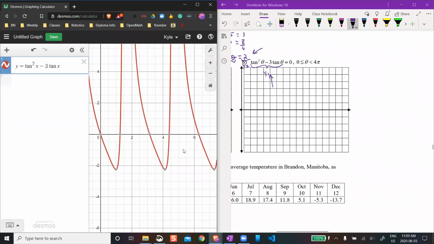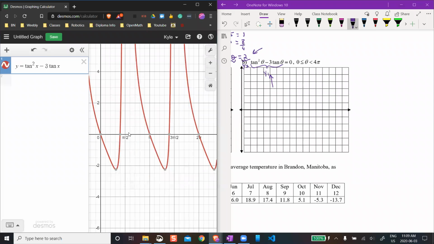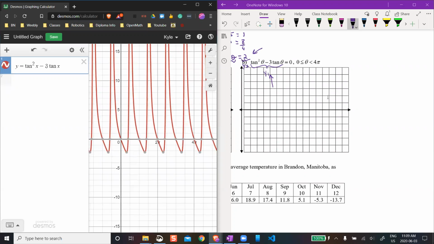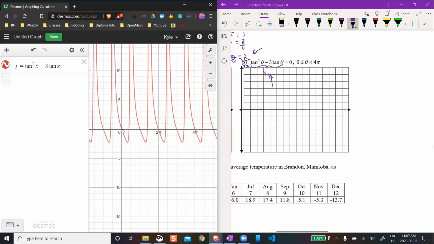pi. So just to get my bearings here, I'm going to change my x-axis grid to go up by pi. So now my grid goes up in steps of pi, right? And it says from 0 to 4 pi. So I can actually zoom out a little bit here. And I can see that all my answers here are going to be this one, this one, this one, this one, right? Those are all my x values, or my answers for each of them.